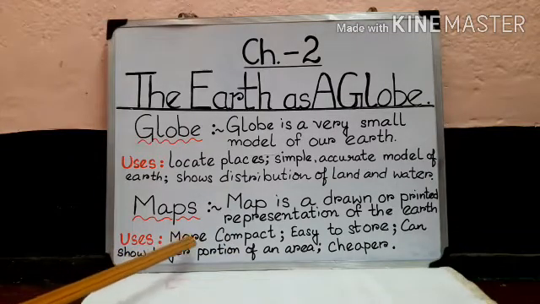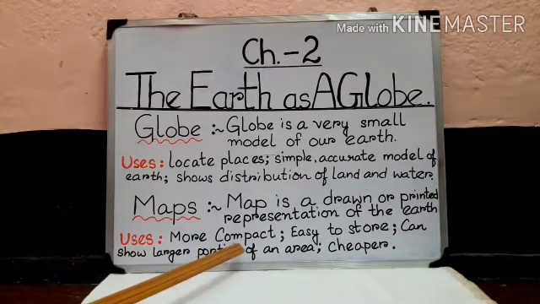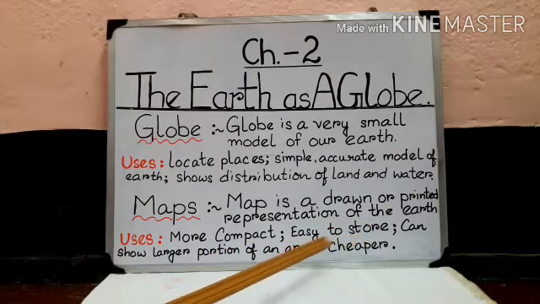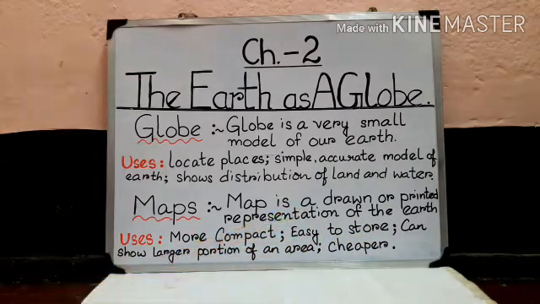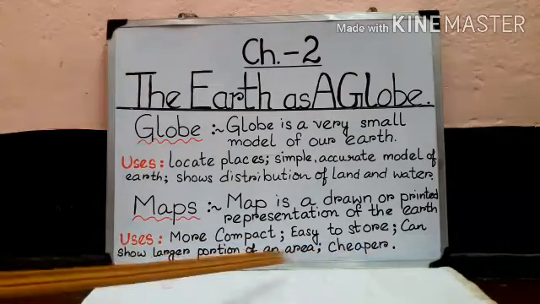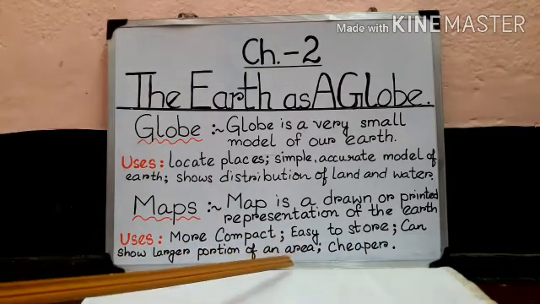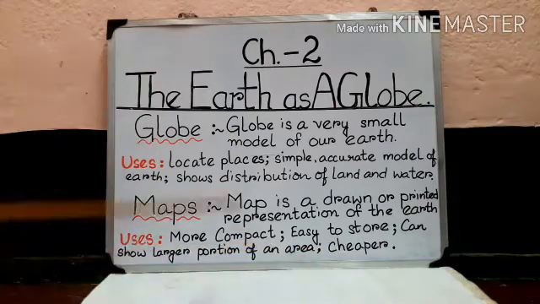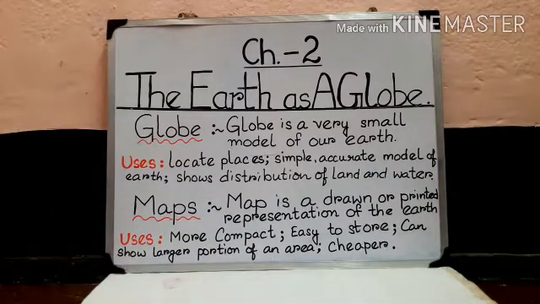Its uses are, it is more compact and easy to store. Maps are very easy to store. We can just fold a map and store it, isn't it? Not like a globe, where we have to carry the whole thing. But maps are easy to carry. We can either fold it as in a book, or we can fold it down. It can show a larger portion of an area, and it is cheaper and also easy to handle. We can take it from one place to another, whereas a globe is a little difficult to carry from one place to another.